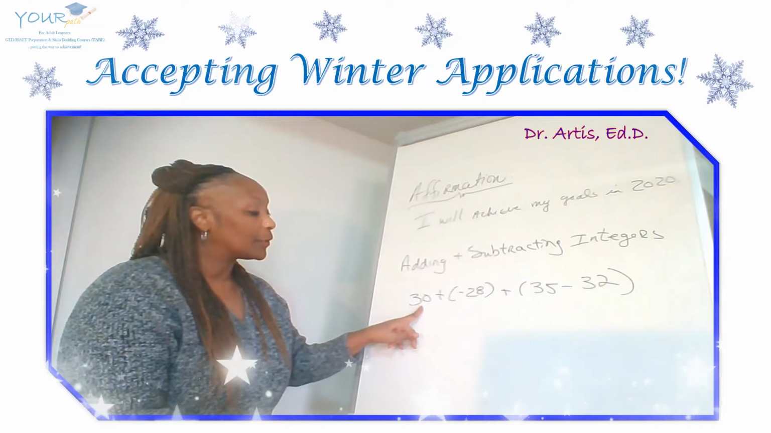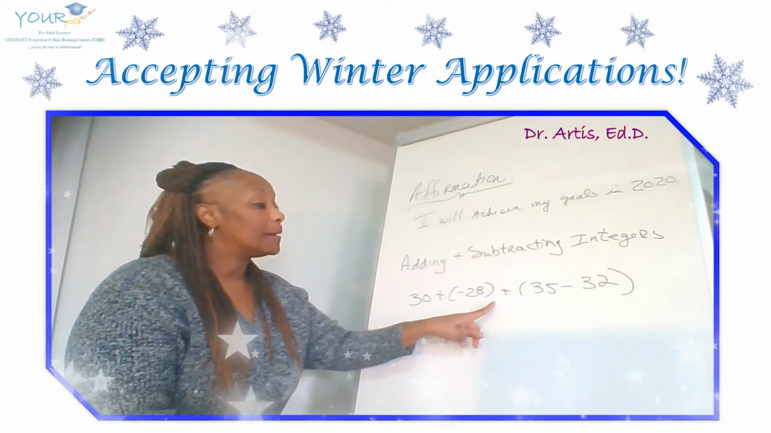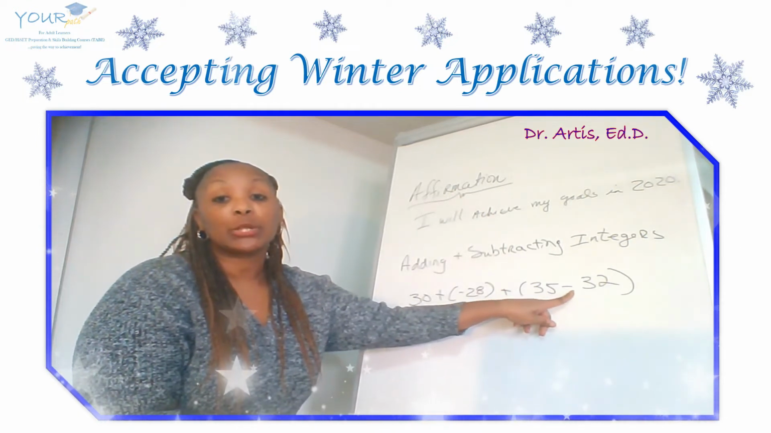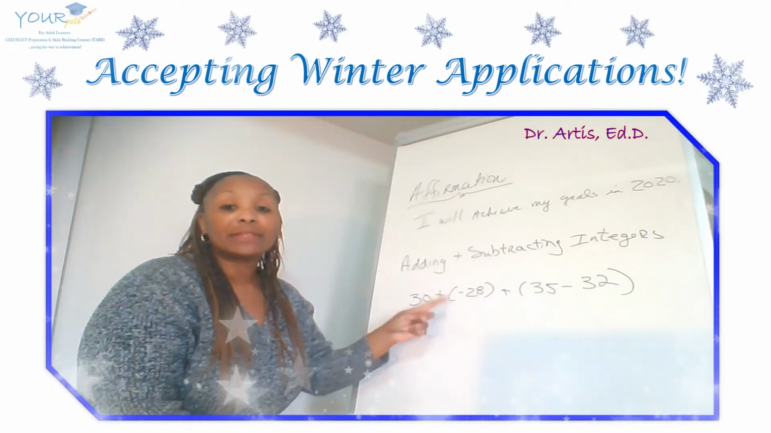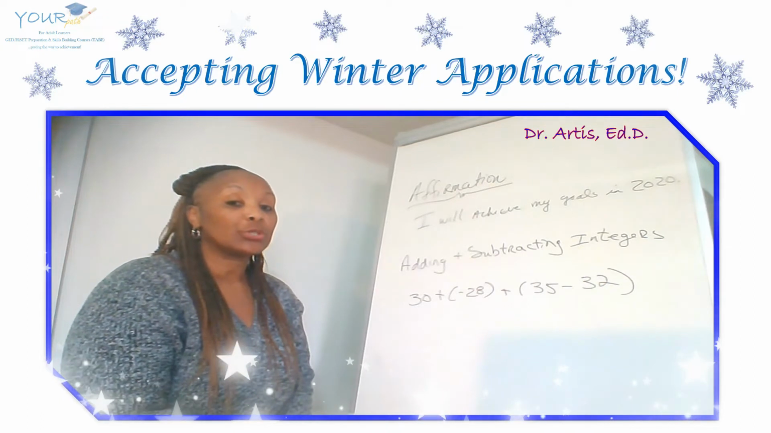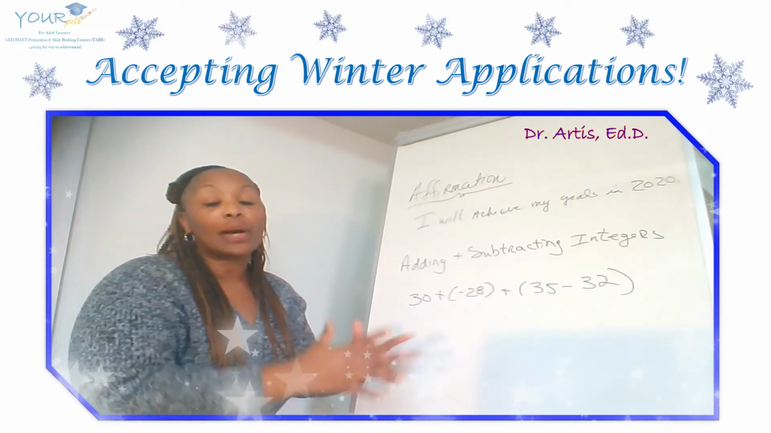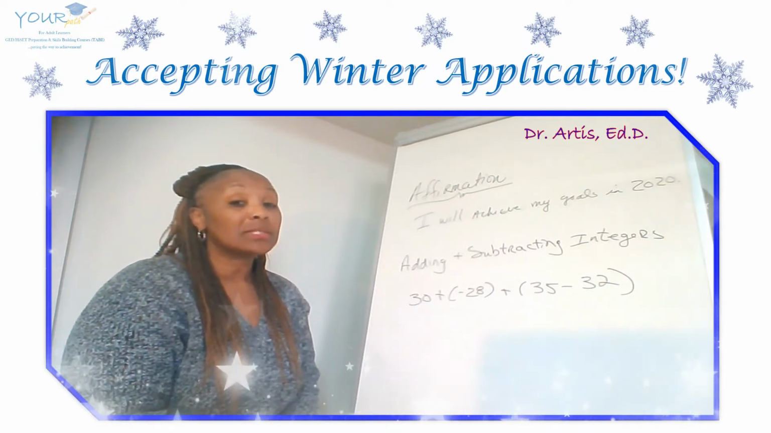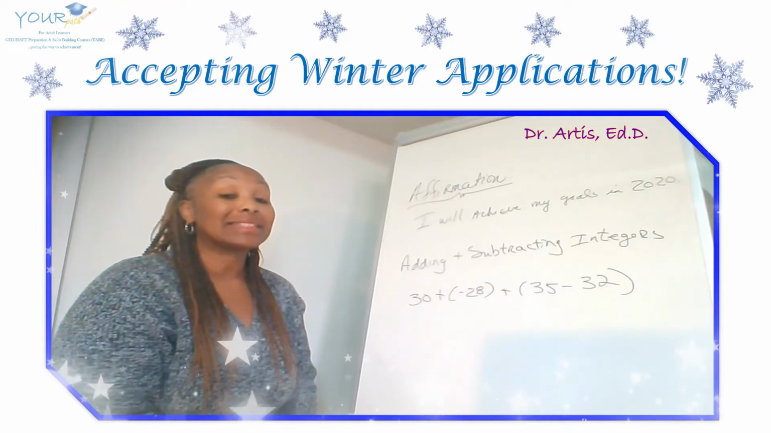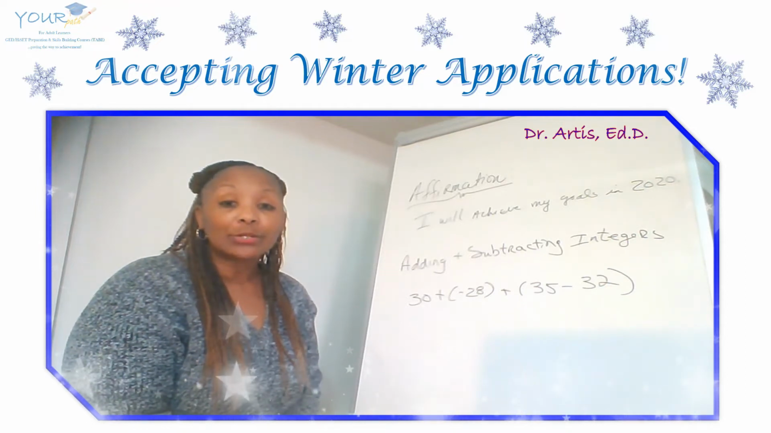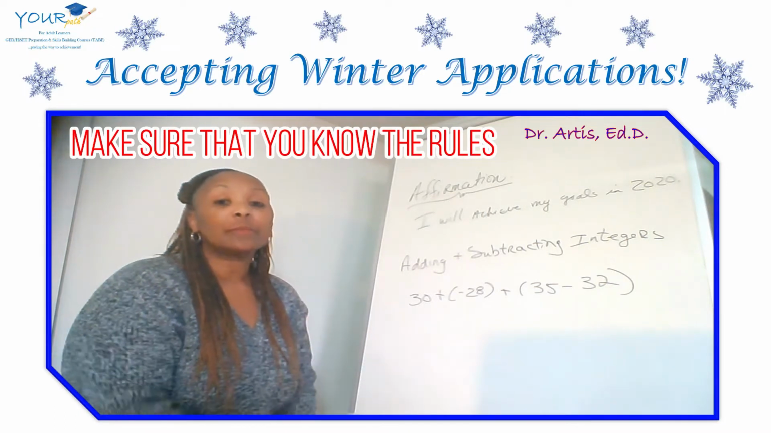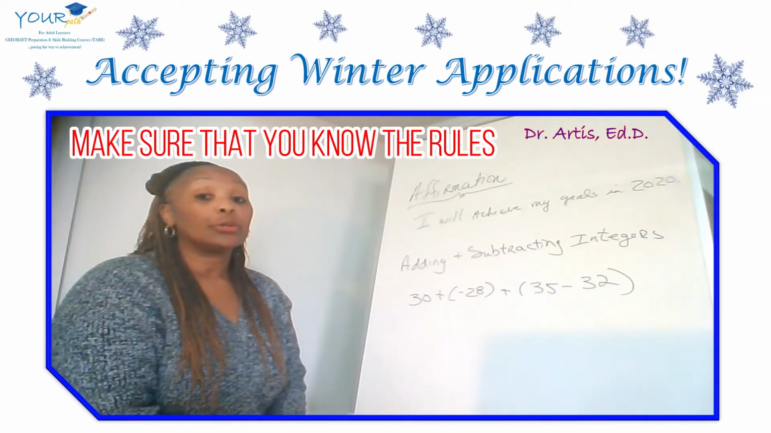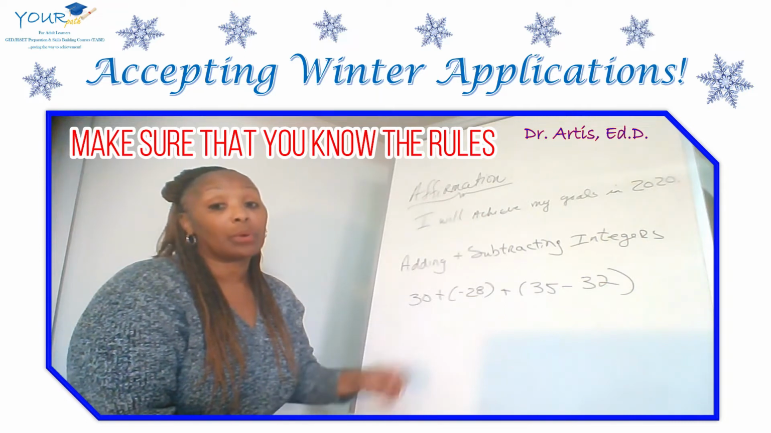Here we have 30 plus negative 28 plus 35 minus 32. Okay, so when we look at this particular problem, the first thing that you should do is ask yourself, how do I go about solving it? That's the first question that should come to your mind. And then the second should be your answer, and the answer should be, what are the rules? Once you familiarize yourself with the rules, you can easily solve these sorts of problems.